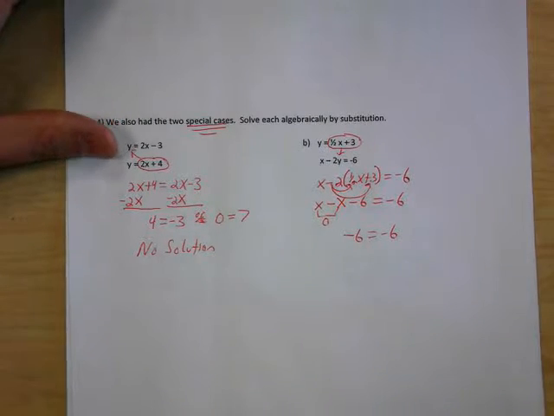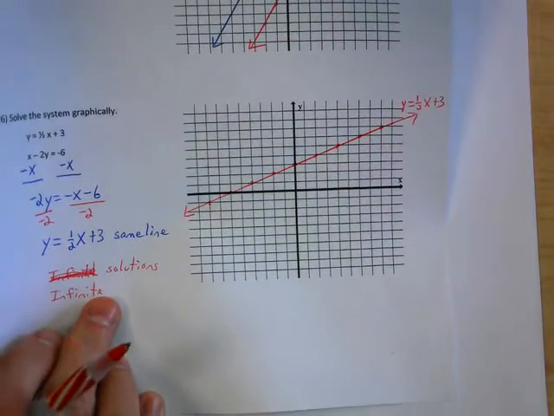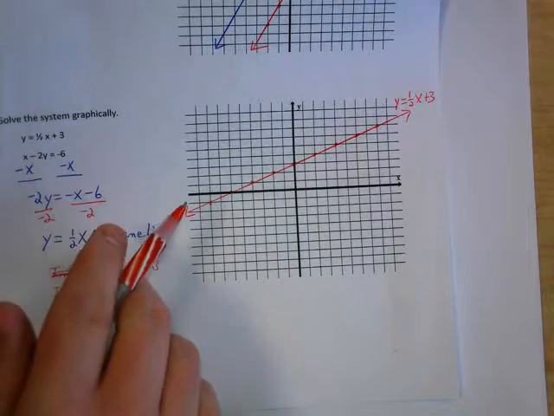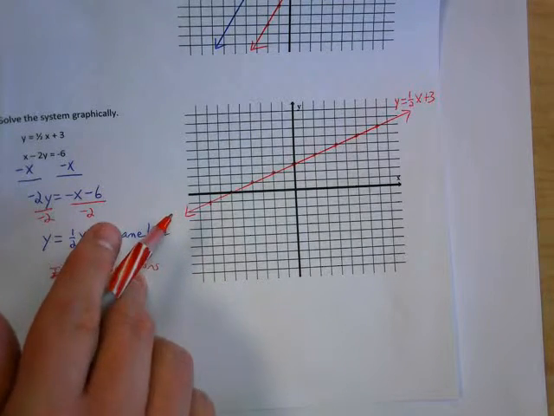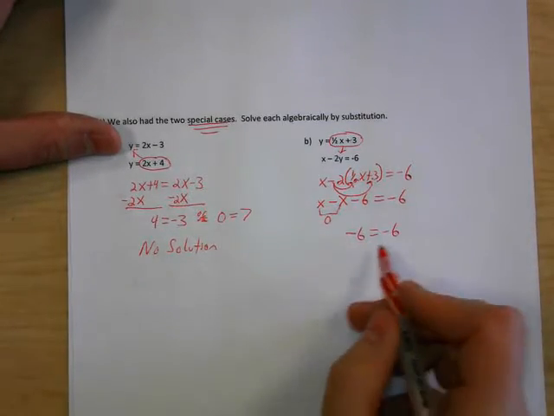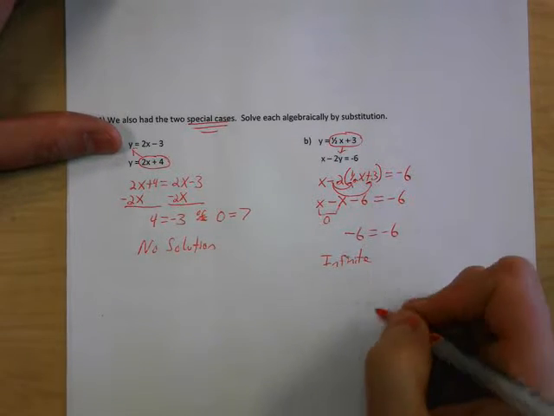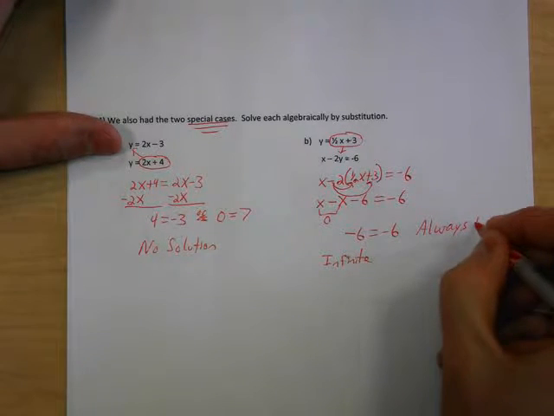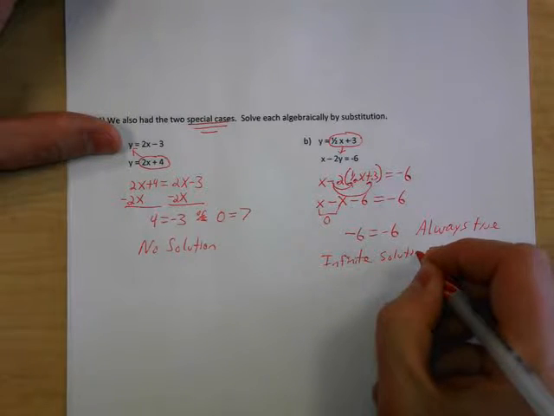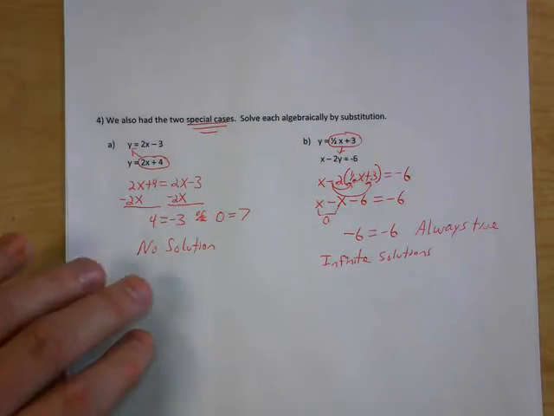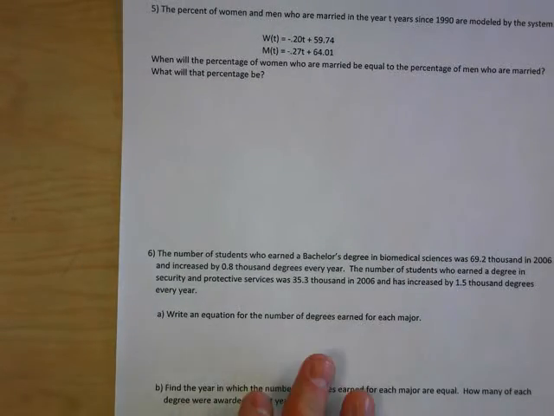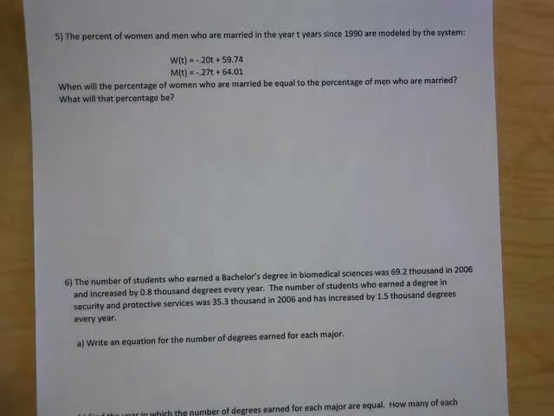So when that happens, again, on the graph we had infinite solutions because they were the same line. So basically, if the x, y point is on the line, it's going to work in both equations. Now, algebraically, this is how that shows up: negative 6 is always equal to negative 6. So that means we have infinite solutions. Okay, moving along. Those last two were special cases. Now we're going to do a word problem, or two word problems, and I'll try to make them as quick as we can.